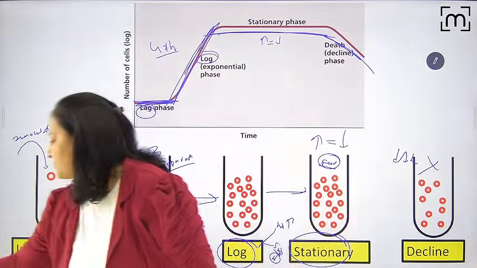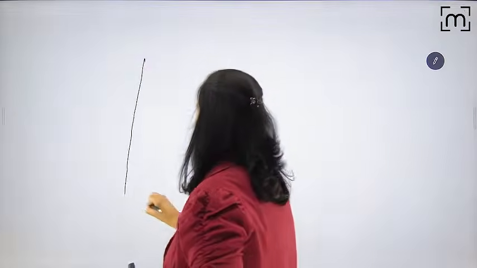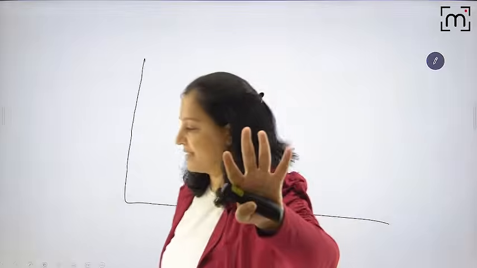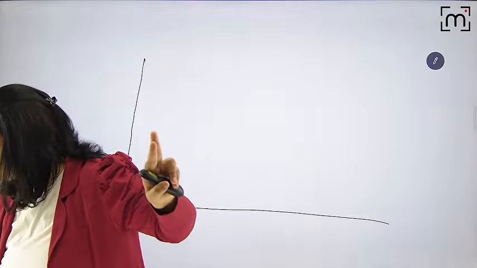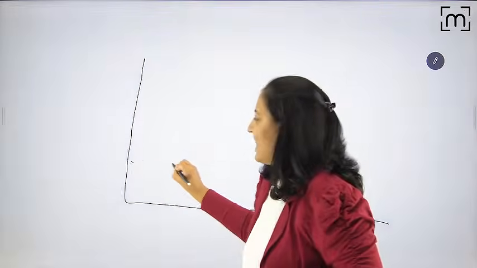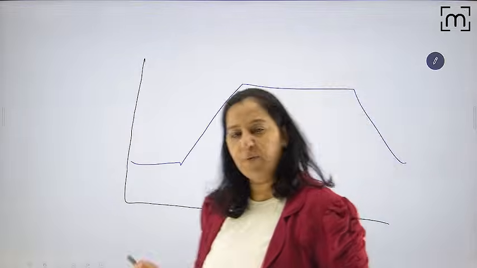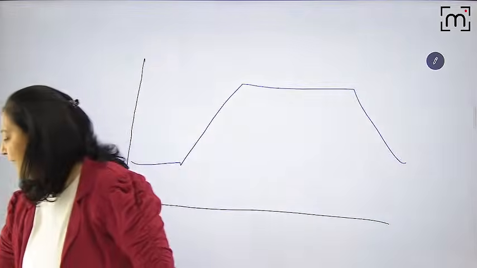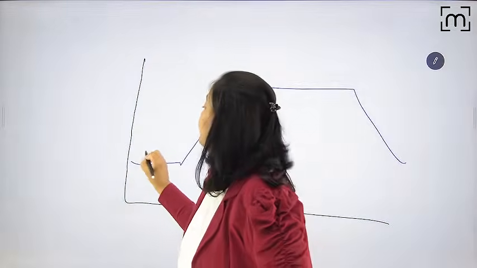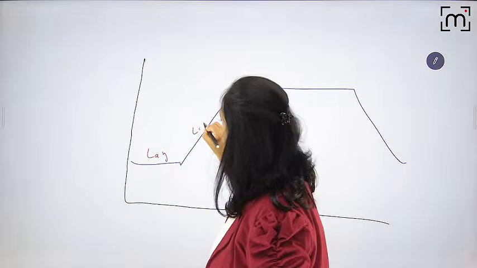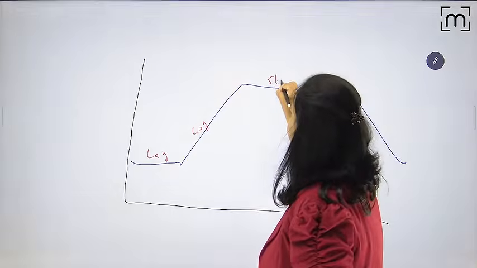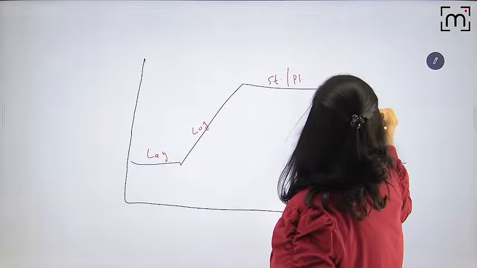So there are 4 phases. What are the 4 phases? Who will tell me the bacterial growth curve? Tell me the 4 phases. You get 3 types of questions over here. Let me tell you. First phase is lag, then log, then stationary, then decline. The first thing you get is labeling. Let me label it for you. This is lag, followed by log, followed by stationary or plateau, followed by decline.